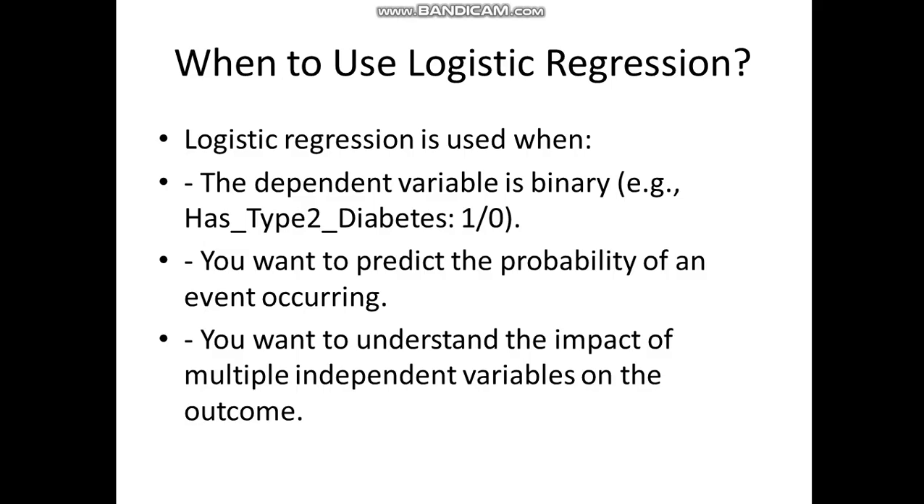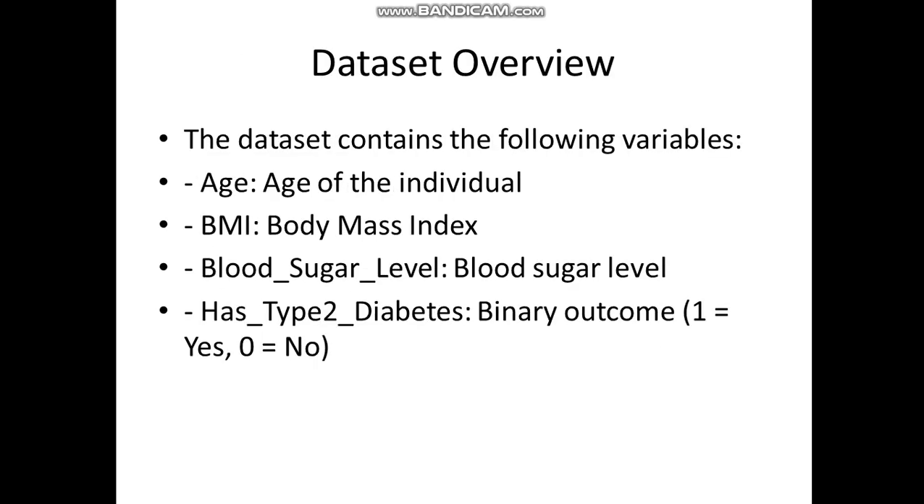When to use logistic regression? Logistic regression is used when the dependent variable is binary, just like we said earlier. So when you want to predict the probability of an event occurring, or you want to understand the impact of multiple independent variables on an outcome. Our data set will contain the age, the body mass index, blood sugar, and of course their response, whether they are having type 2 diabetes or not.